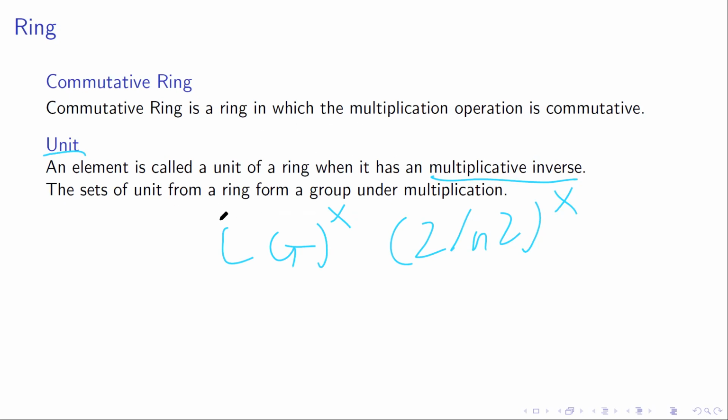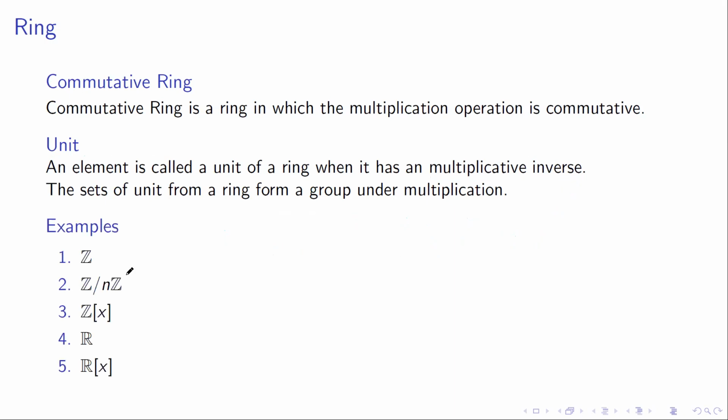Because the set of units forms a group under multiplication, that means every element has a multiplicative inverse, so it forms a group. Some examples of rings: this is the integer ring, and this is the integers modulo n ring.